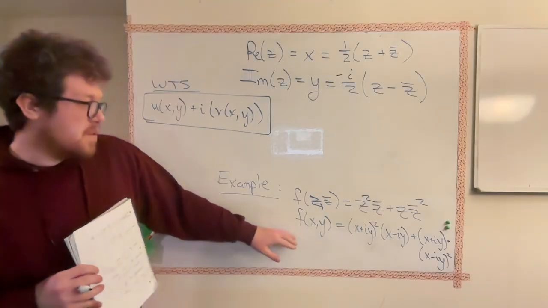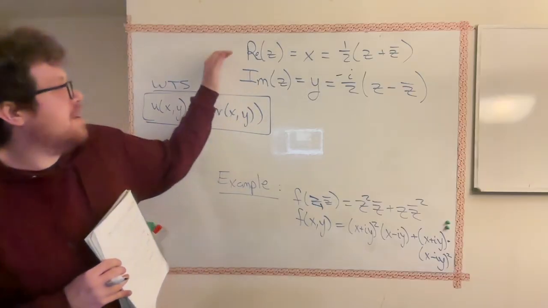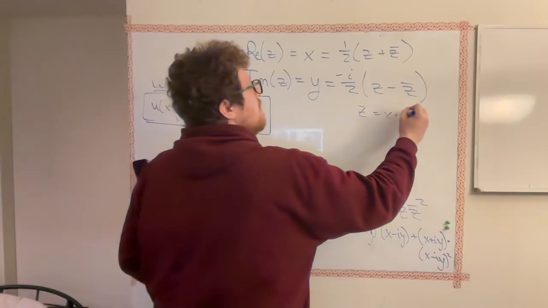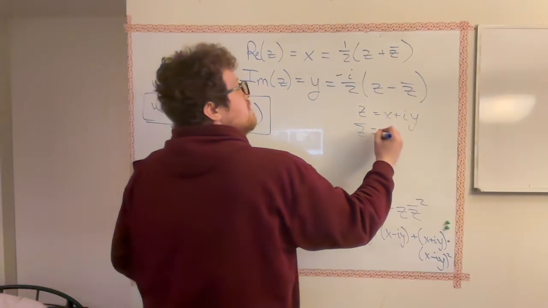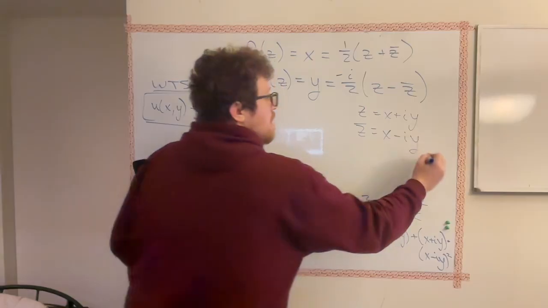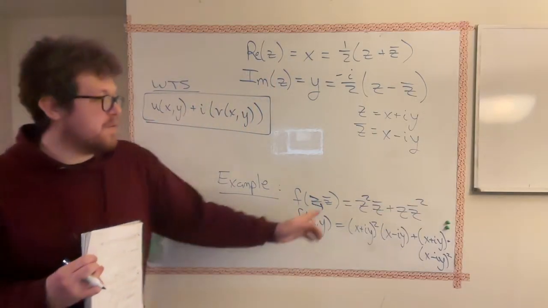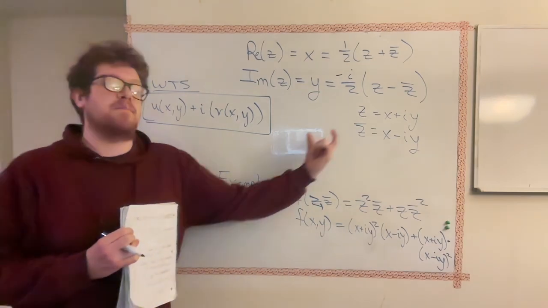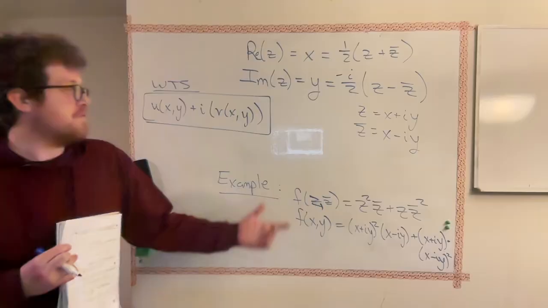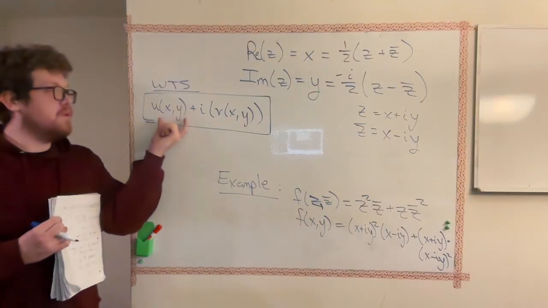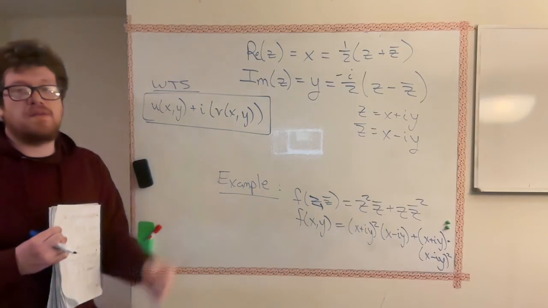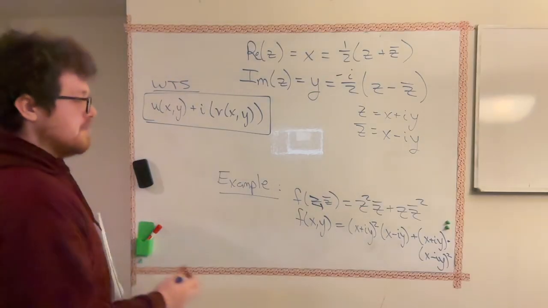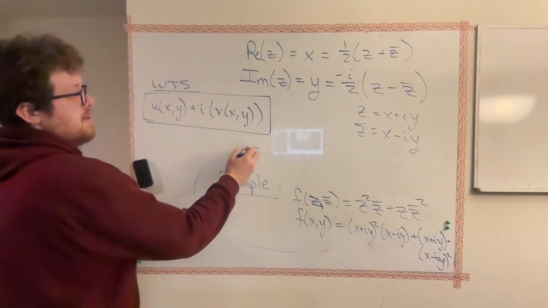Right, so basically we're just going to substitute z and z bar with their equivalents. So z is x plus iy, z bar is x minus iy. And now what we want to do is rearrange everything so that we have some real part plus I times something else. The first part is going to be the function of u, and the second part is going to be the function of v.